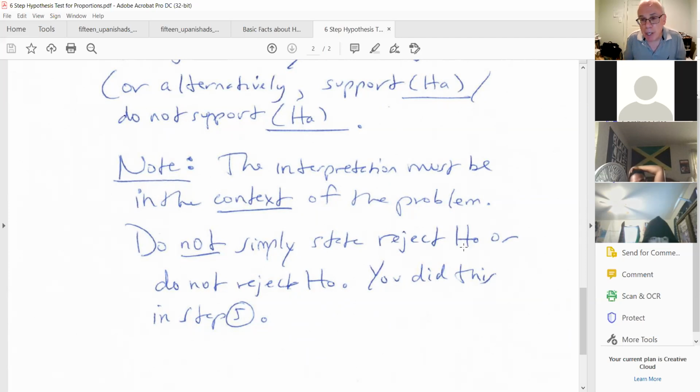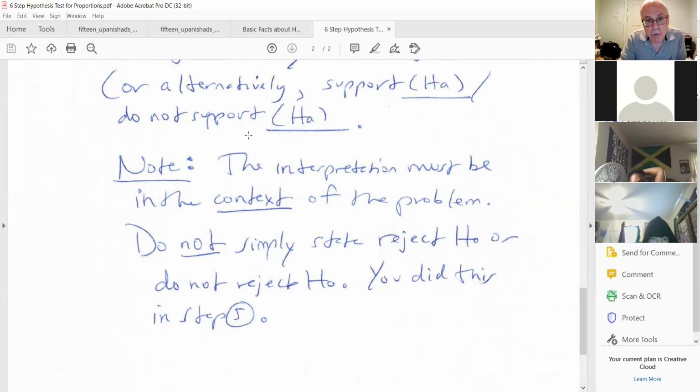If the problem is about a reading program, and there's something about the proportion of people who are successful in the reading program, you must write those words in there about the reading program, about what the alternative hypothesis, null and alternative hypotheses are in words. This is where you put the words in, right here. If you do not, if you're just repeating step 5, you get 0 for this also. An interpretation, that's not an interpretation if you say there's enough evidence to reject H naught. That's just repeating step number 5.